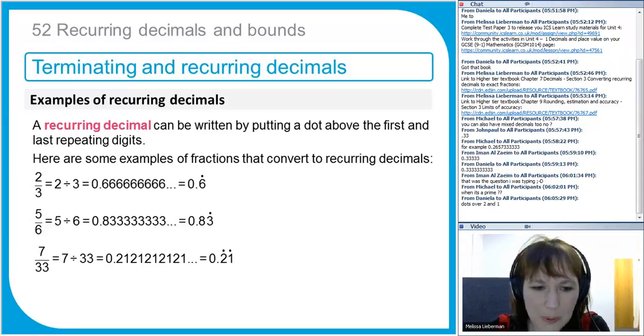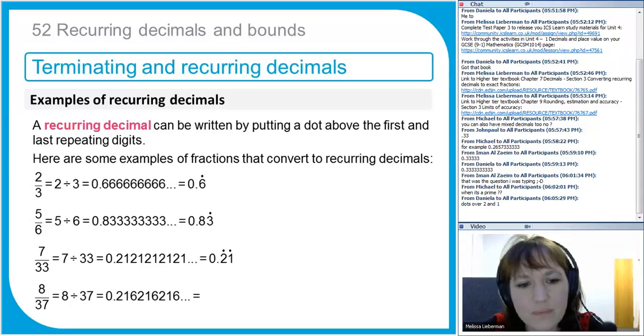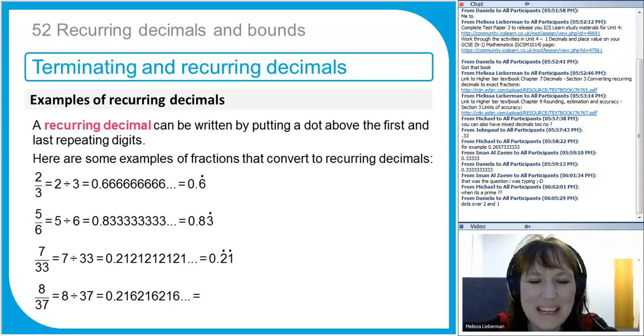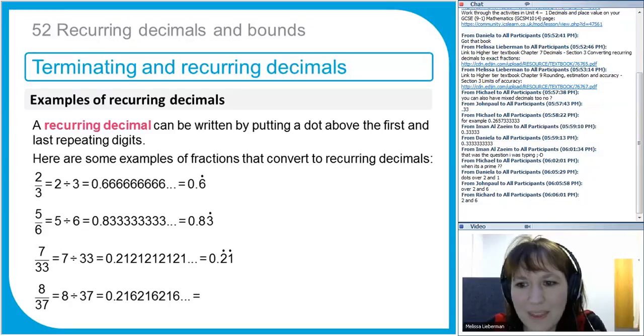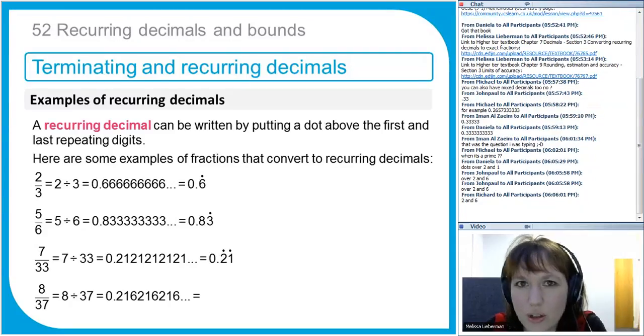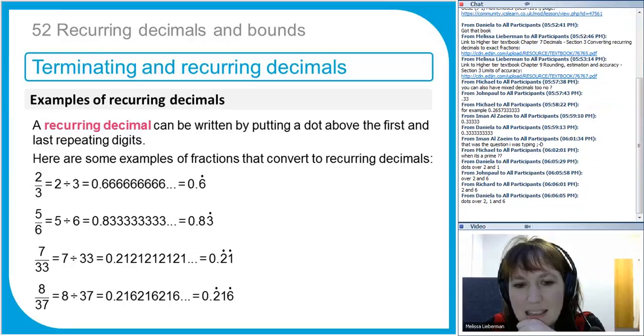And here's one more example, 8/37. 8 divided by 37 gives us 0.216216. I've chosen ones that have got very short patterns so that we can see it quite easily. Now this has got a pattern of 3 repeating digits. So where do we put the dots? How do we write this out? It's hard to type, but have a little think about it if you can. What we do is we write 0.216. Perfect, Richard. We put the dot on the 2 and on the 6 like this.